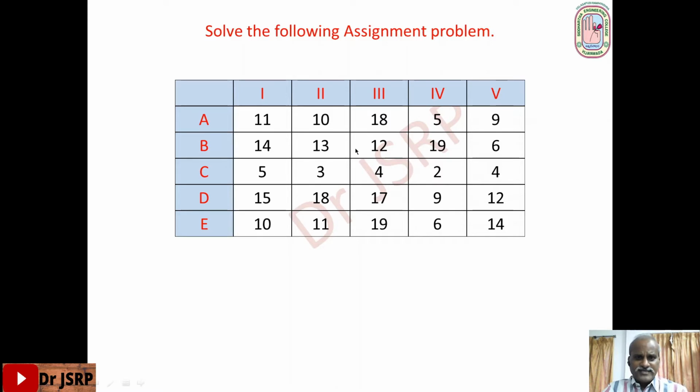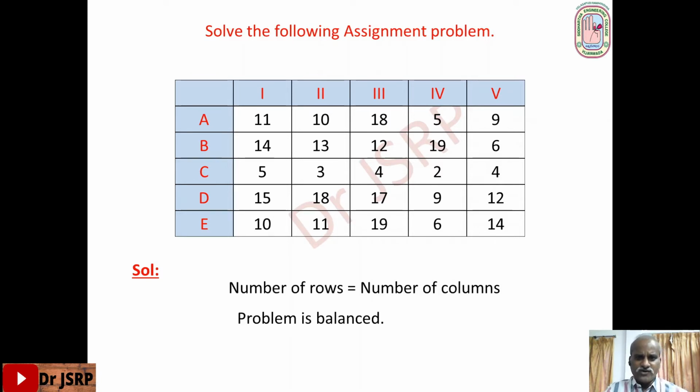So clearly this is an assignment problem since there are no available amounts and there are no required amounts. And by default it is a minimization problem. Okay. So before going to solve this problem, first we have to verify whether it is balanced or unbalanced. So observe, number of rows 5, number of columns 5. So the problem is a balanced problem. Otherwise you have to balance it.